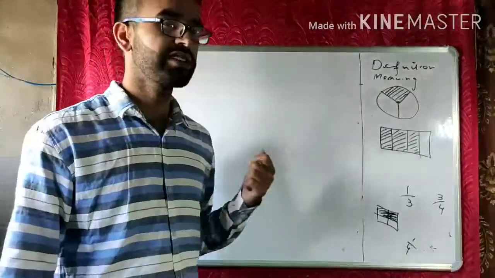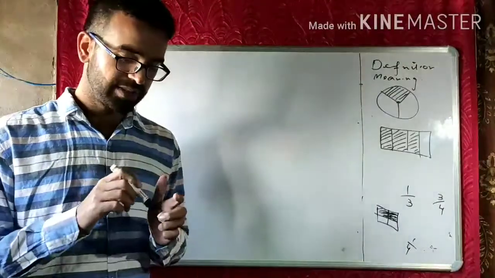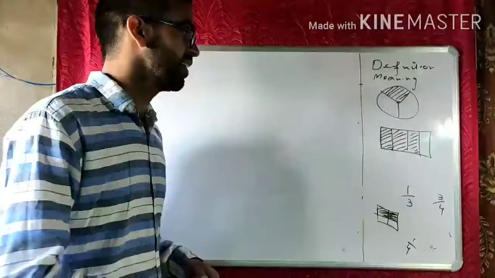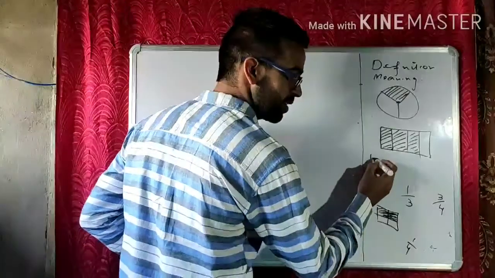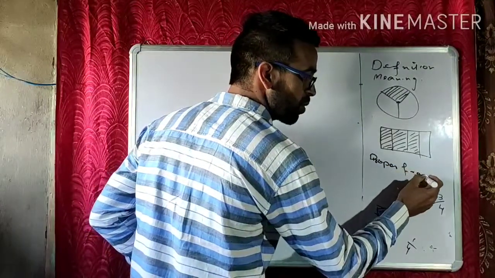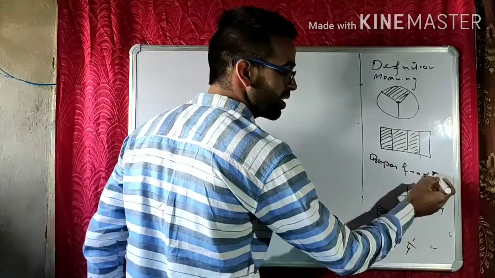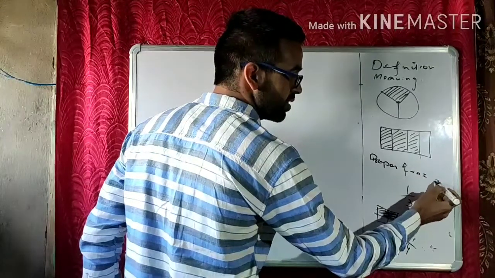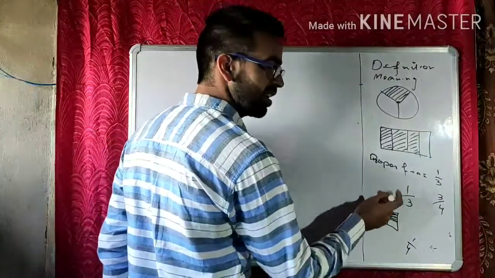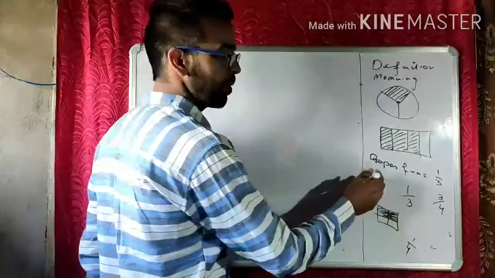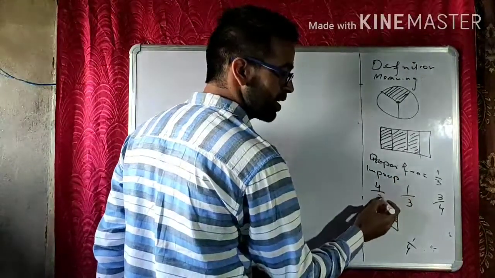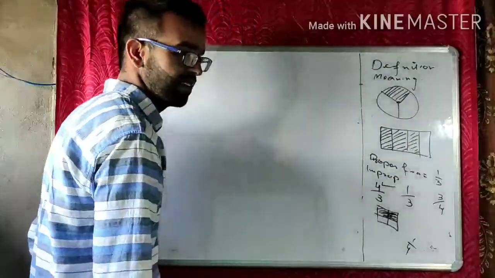And then we discussed the types of fraction. Firstly, we discussed the proper and improper fraction. Proper fractions are those fractions whose denominator is greater than the numerator. The numerator is less and the denominator is greater. And it is the vice versa with the improper fraction. Improper fraction, for example, 4 divided by 3, where the numerator is greater than the denominator.